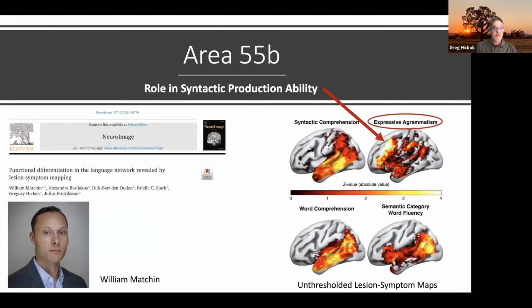Also interesting is the recent work that William Matchin and our CSTAR team have been doing, looking at expressive agrammatism and other functions. This is a brand new study. I think William tweeted it out just yesterday that it was published. You can see the date 2022, it's very new. We looked at a lot of things, but what I want to focus on is this. One of the language functions that we mapped, and this is lesion symptom mapping. These are unthresholded lesion maps. I want to focus on the expressive agrammatism because what you see is a pretty intense focus in the posterior part of the middle frontal gyrus. Okay, so that same area is involved in syntax.